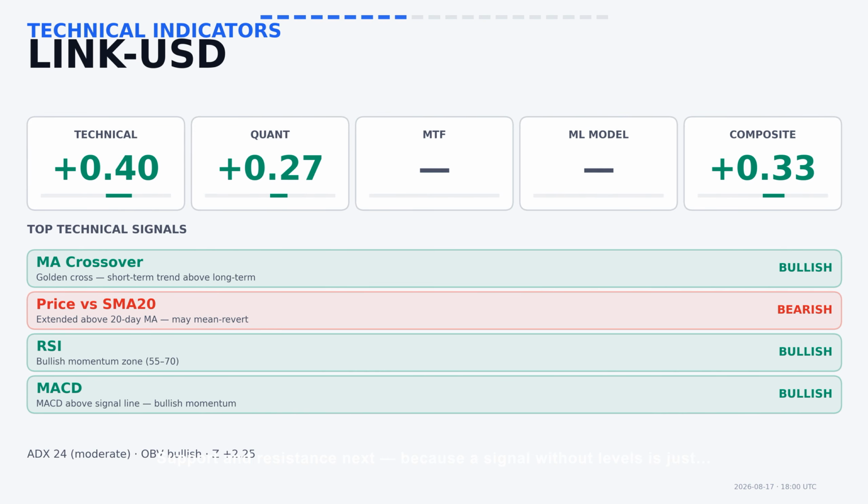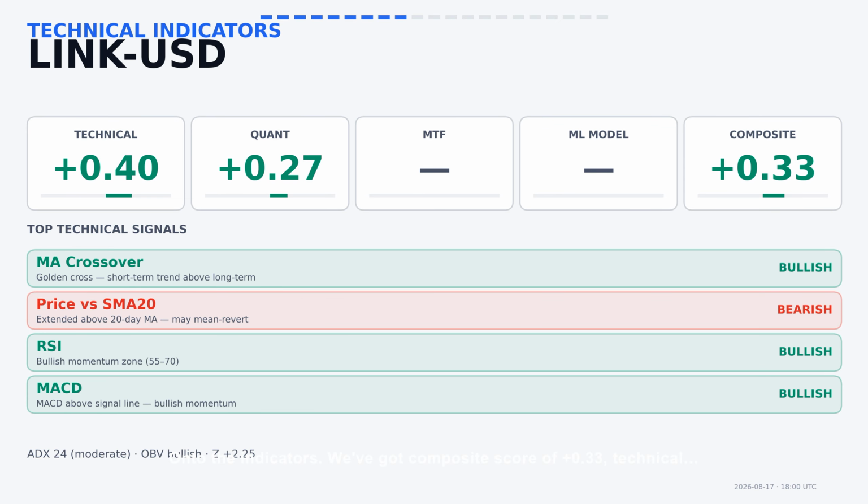On to the indicators. We've got composite score of plus 0.33, technical plus 0.40. Positive numbers lean bullish, negative numbers lean bearish. And what you're really looking for is agreement across multiple boxes, not just one indicator screaming.